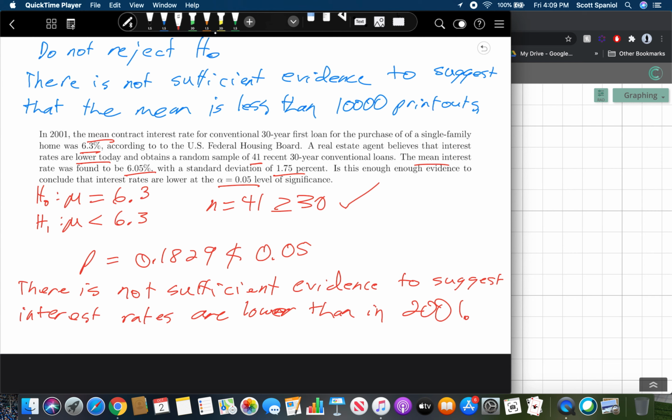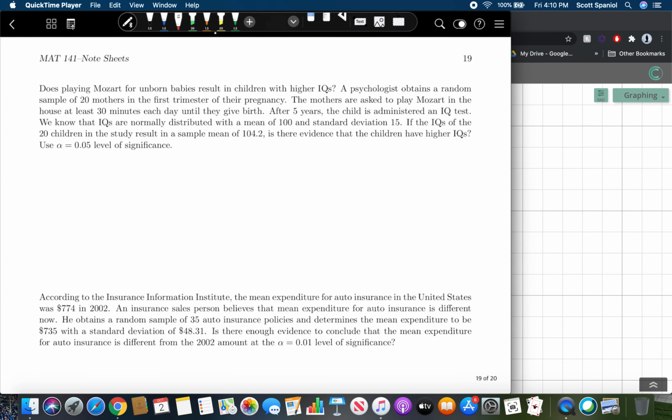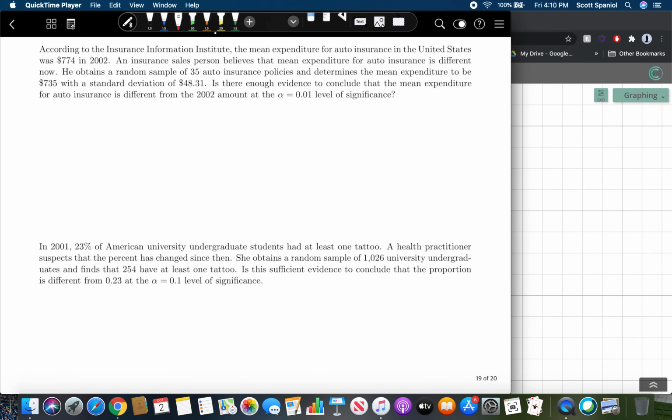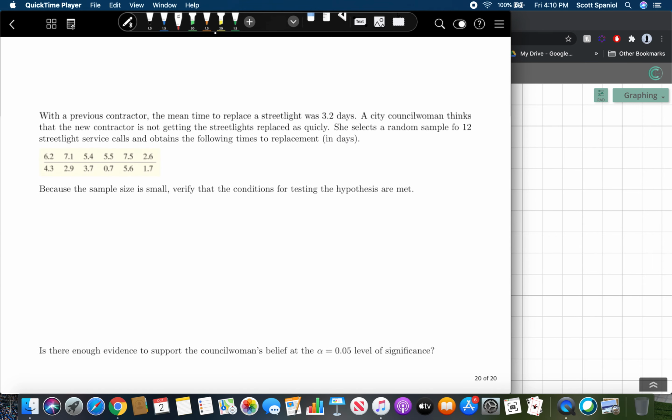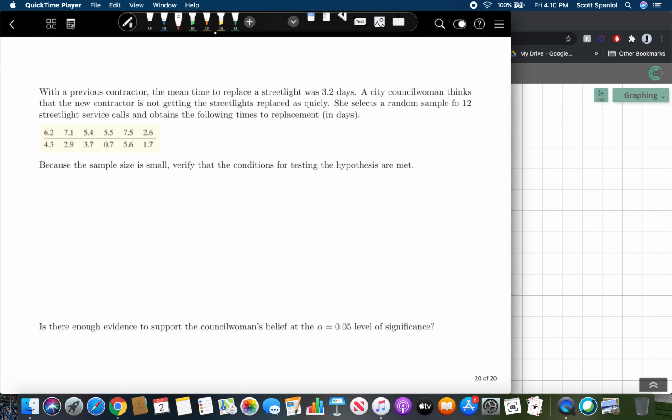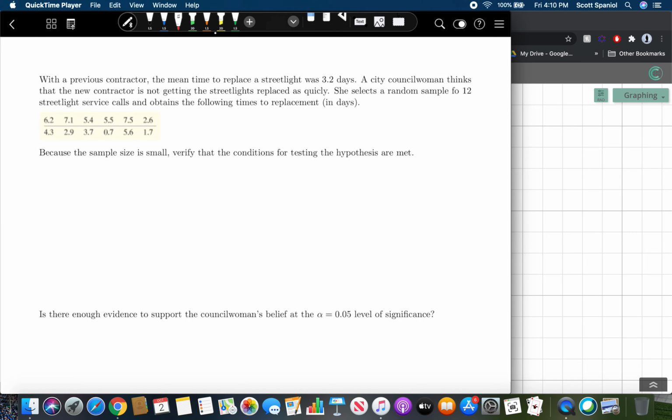So the practice here is just more practice with doing these methods, but with the added piece that you don't know if you're going to use a one-prop z-test or t-test, because you don't know which section the information is coming from. So what I'd like you to do now is pause the video and try the problems on pages 19 and 20. Okay, and then when you're done with those, hit play. We'll go through them, and that'll be it for Chapter 10.